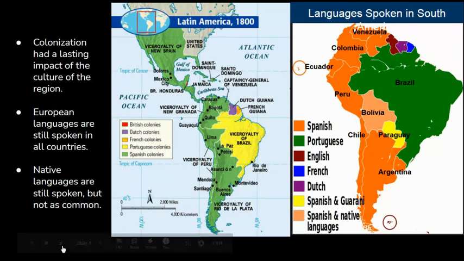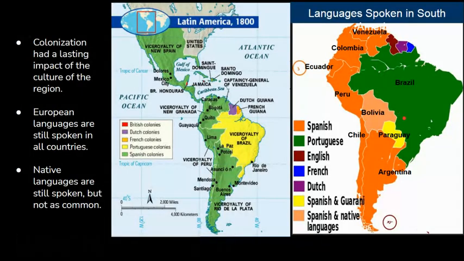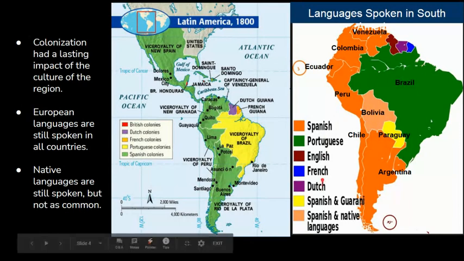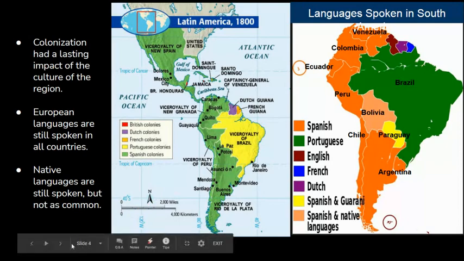Alrighty, so the colonization had a lasting impact on the culture of the region. The European languages are still spoken in all these countries here. You can see the languages over here. Make sure that when you're looking at these maps, you're looking at the keys, the legends, and all the details that the maps provide you. And then the native languages are still spoken, but not as common.